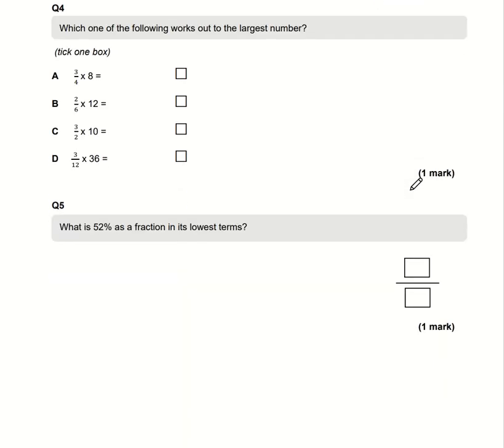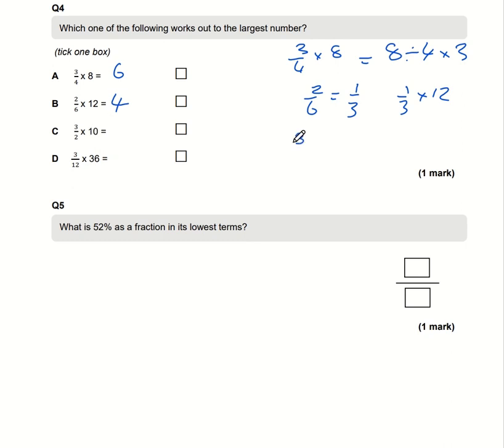Which one of the following works out to the largest number? 3/4 times 8 is the first one. So here we're working out a fraction of an amount. So I'm going to take my total, divide it by the number on the bottom, multiply by the number on the top. 8 divided by 4 is 2. 2 times 3 is 6. So this equals 6. 2/6, I'm going to make this a little bit easier by simplifying this to 1/3. So what is 1/3 times by 12? Well, that is 12 divided by 3. 12 divided by 3 is 4.